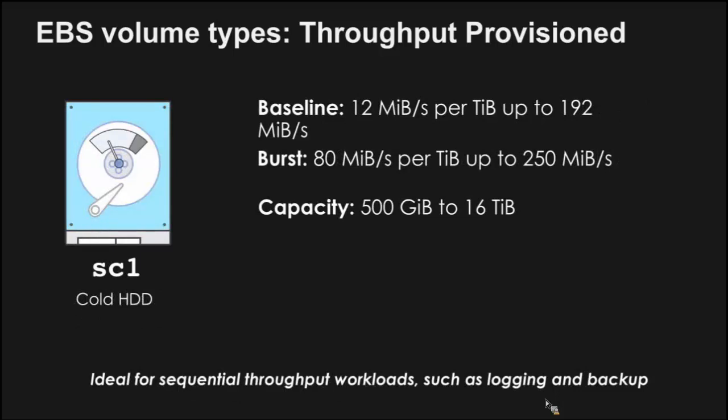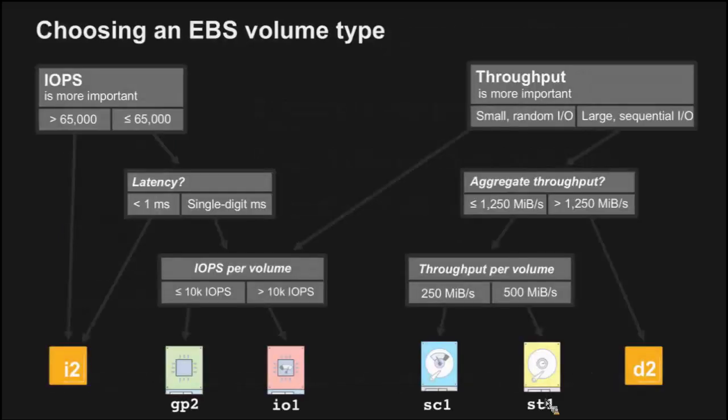Last year, we released the ST1 volume, which is ideal for large block, high-throughput sequential workloads, being able to get up to 500 megabytes per second per volume. We've seen a lot of excitement around this ST1 volume from our big data and analytics customers, where they're able to get just as good or better throughput numbers and performance compared to io1, but at a substantial cost savings.